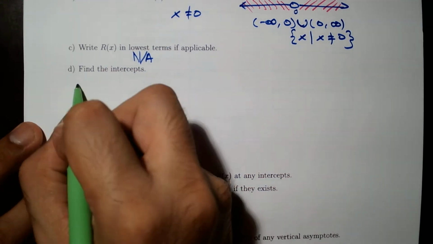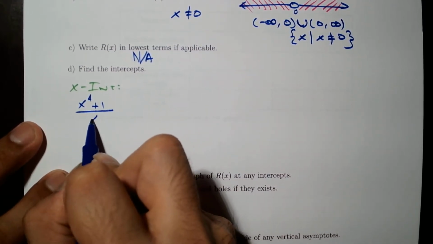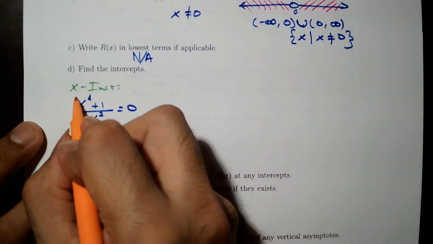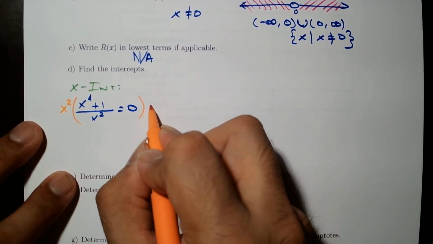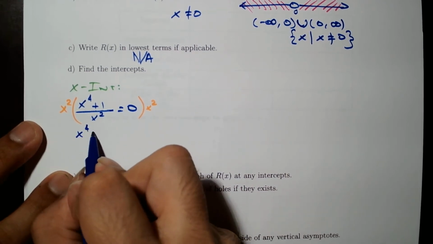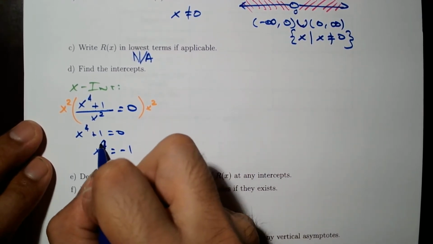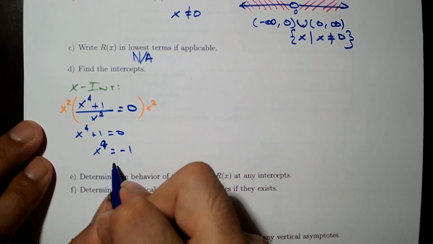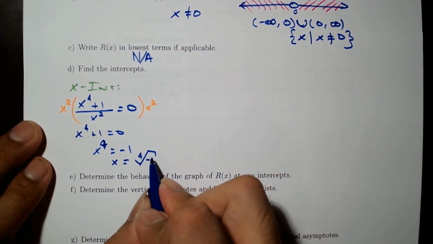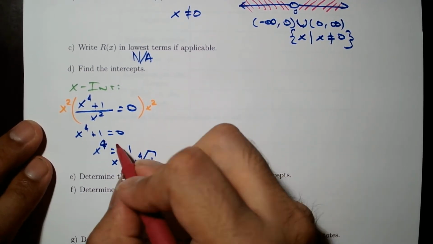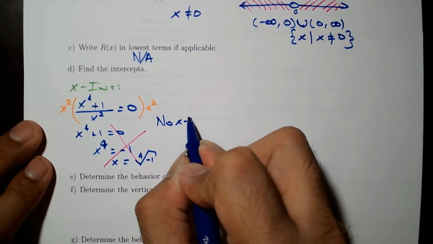Find the intercepts, the x-intercepts. For the x-intercept, set x to the 4th plus 1 divided by x squared equal to 0, and solve the equation for x. So in this case, multiply both sides by x squared to get x to the 4th power plus 1 equals 0, and x to the 4th equals negative 1. In this case, to get rid of the 4th power, we need to take the 4th root on both sides. However, even indices with negative radicands have no solutions here. Hence, no x-intercept.